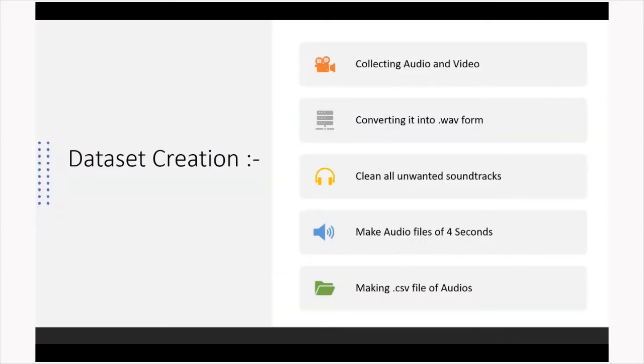So for this, we have created our own data set. We collected audios from the videos as well as audios, and we converted them from one particular file format. Then we cleaned the data, and whichever classes we wanted, we collected from that, and we made the audio into 4 second audios, and made one file of all the audios of 1 meg CSV files. So this is about the data creation.